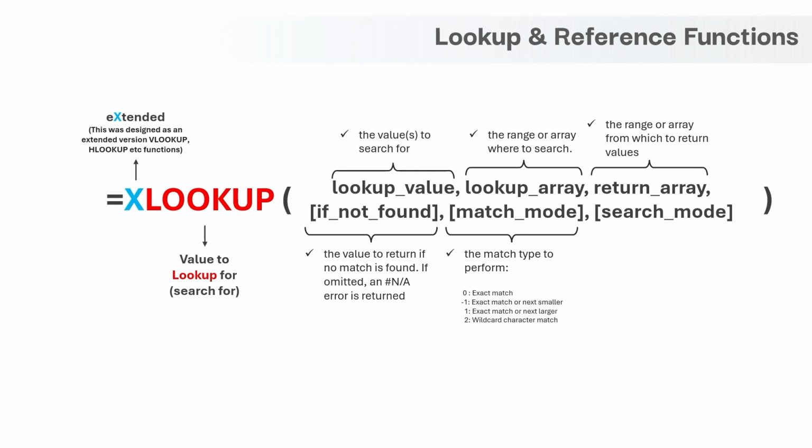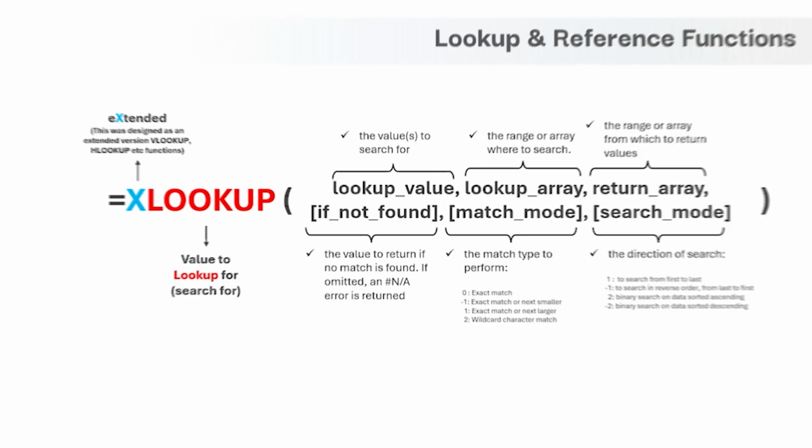Last argument is the search mode, and even this takes 4 different inputs which indicate the direction of search. Default value is 1 to search from first to last, -1 is opposite to it to search from last to first, 2 and -2 are for binary search, and it's not that useful as it requires sorting of the data. Finally, we are done with basics. Let's jump back to Excel and see some examples.